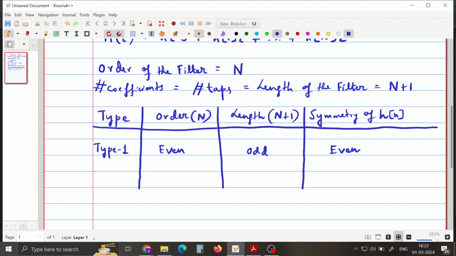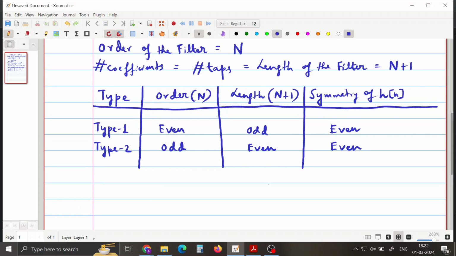So this is type 1, and similarly for type 2, the order would be odd, which automatically implies the length would be even, and the symmetry also has to be even. Then we have type 3, which is even order and odd length, and the symmetry has to be odd. The impulse response is odd symmetric.